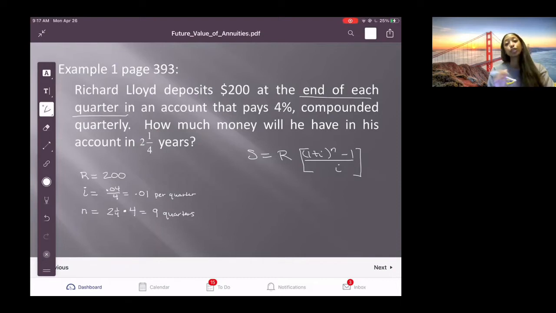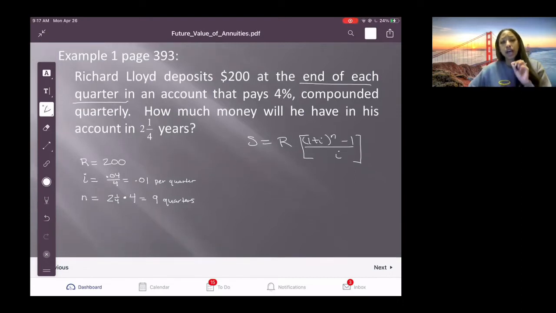All right, once you have these two things, then it's pretty easy. Throw this all into the formula and just be very careful when you are using your calculator to simplify this. Take it one step at a time. Remember the order of operations. We'll need to simplify what's in parentheses, raise it to the exponent, subtract the 1, and then divide by I. And then the last step would be to multiply by R.